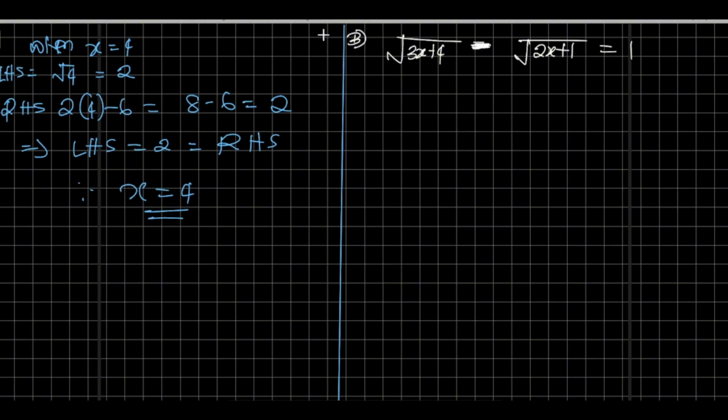When you want to square both sides, it is better that you have one surd on each side, so not two surds on one side. It will be complex for you to expand. So we take one of the surds to the other side. So that will be square root of 3x plus 4 equals 1 plus square root of 2x plus 1. Okay, and then we can now square both sides. If you square both sides now, you'll be able to expand.